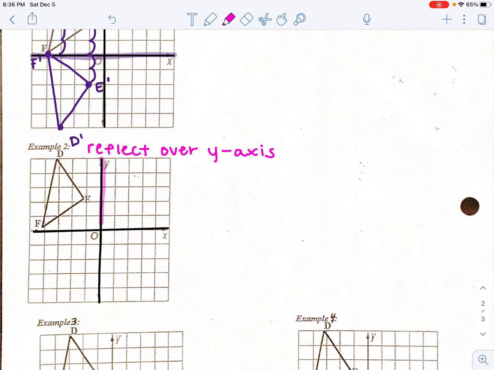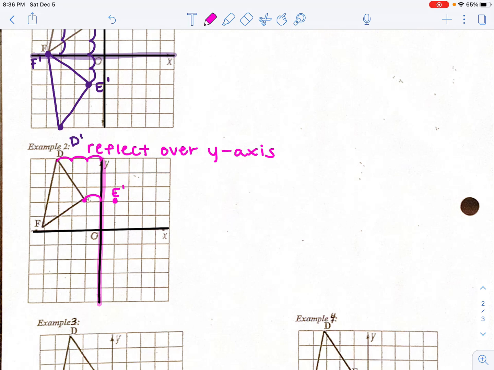So I'm going to highlight that y-axis. It is this line right here. So you'll notice none of our points are on that line of reflection. So all three of our pre-image points are going to move or be flipped over that line. So let's start with E. E is 1 away from that line, so I'm going to go 1 the opposite way. So E prime will be right here.